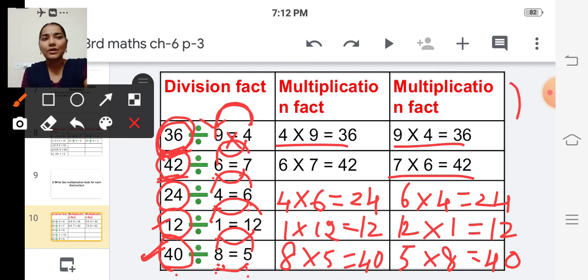So you can copy down these in your textbook. Okay, children? Have you all understood?